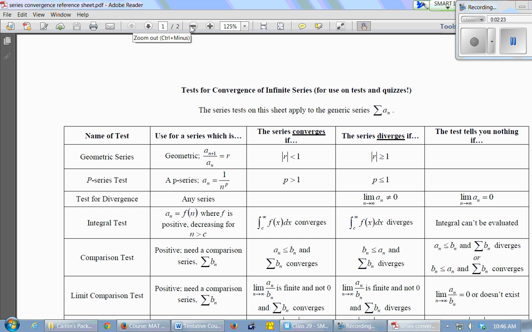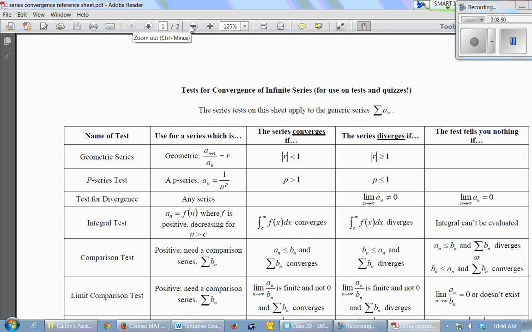And then we had a test for divergence that we talked about. You can use this for any series. And it just says that if the terms don't go to 0, the series diverges. Okay, so that's all it tells you. It tells you nothing if the terms do go to 0. It could still converge or diverge. Right? But if the terms don't go to 0, there's no chance of convergence.